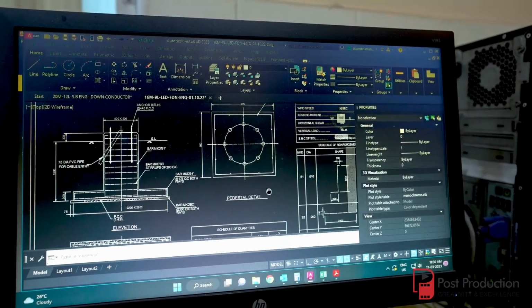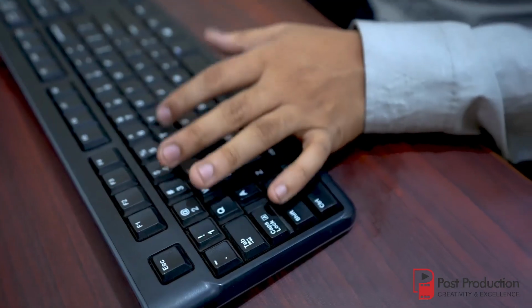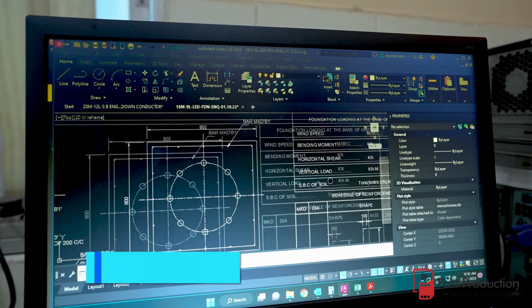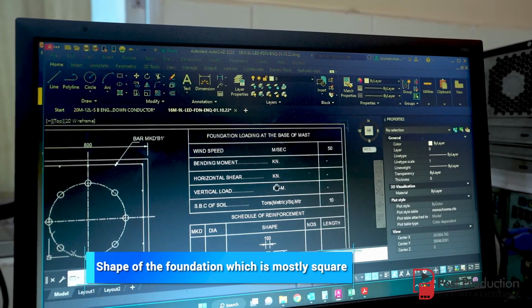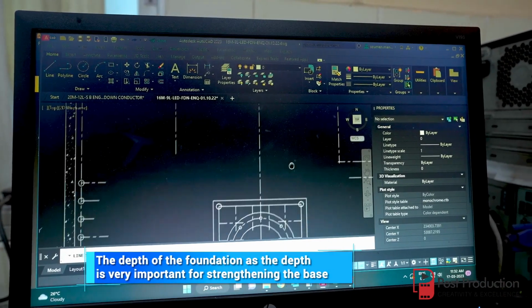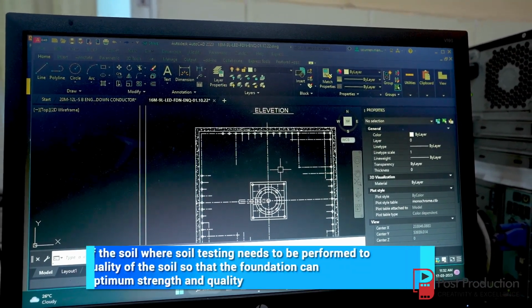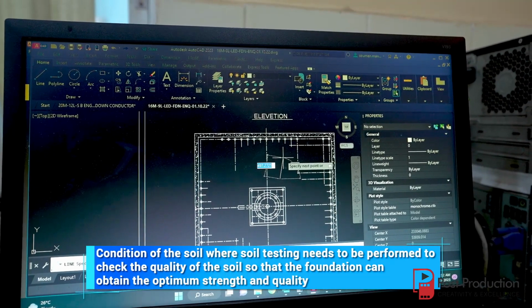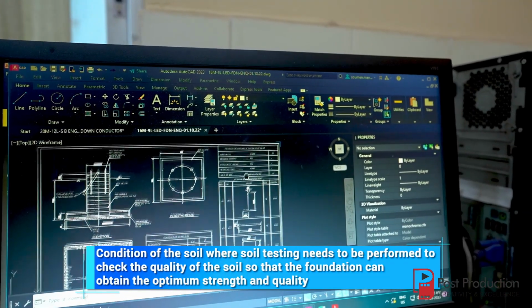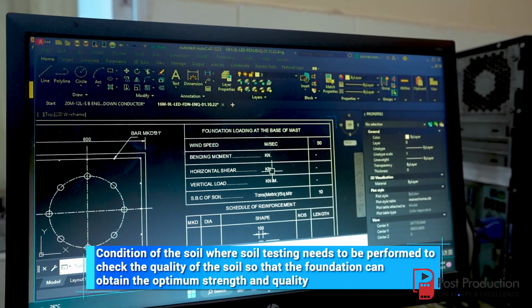The foundation drawing ensures the following factors, which are very key indicators for installing a high mast, such as A. Shape of the foundation, which is mostly square. B. The depth of the foundation, as the depth is very important for strengthening the base. C. Conditioning of the soil, where soil testing needs to be performed to check the quality of the soil so that the foundation can obtain the optimum strength and quality.